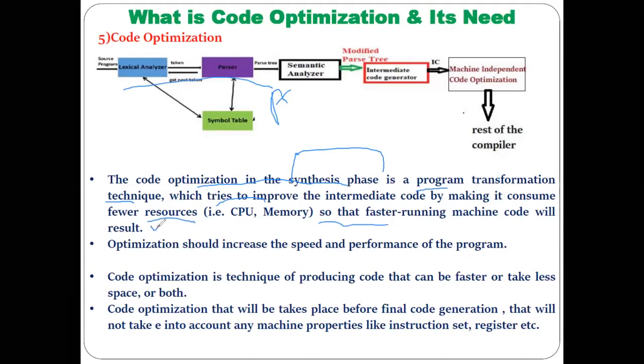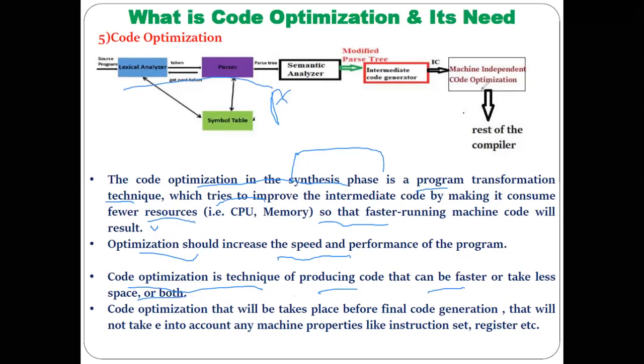So we do the modifications and changes in the intermediate code. Who does it? The compiler does all these things so that the final target code generated will execute with less memory, and will execute faster. Okay. So optimization should increase the speed and performance of the program. That is the only need of doing code optimization. The same thing I have mentioned here: code optimization is a technique of producing code that can be faster or take less space.